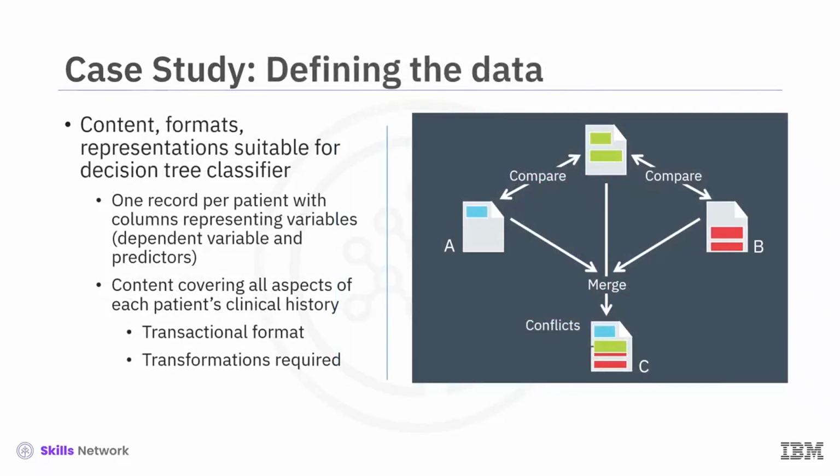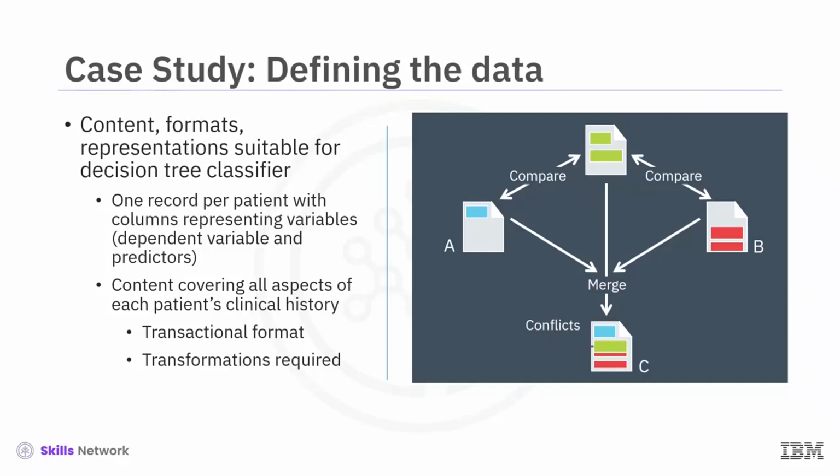Then the content, format, and representations of the data needed for decision tree classification were defined. This modeling technique requires 1 record per patient with columns representing the variables in the model. To model the readmission outcome, there needed to be data covering all aspects of the patient's clinical history. This content would include admissions, primary, secondary, and tertiary diagnoses, procedures, prescriptions, and other services provided either during hospitalization or throughout the patient-doctor visits. Thus, a particular patient could have had thousands of records representing all their related attributes.